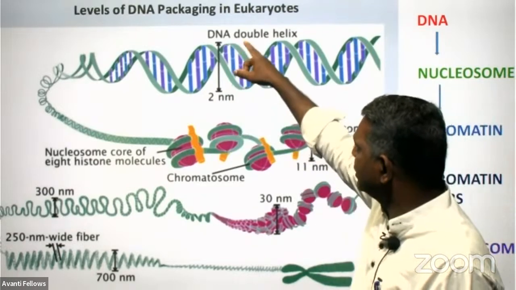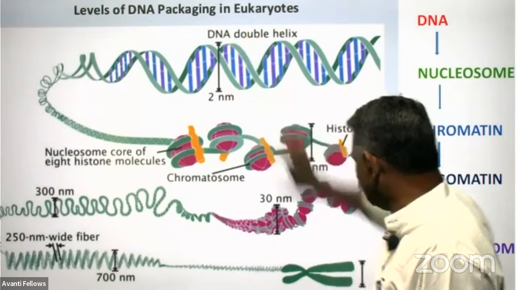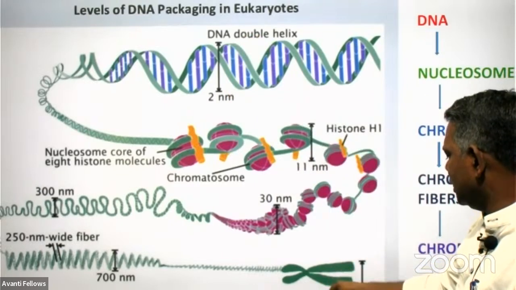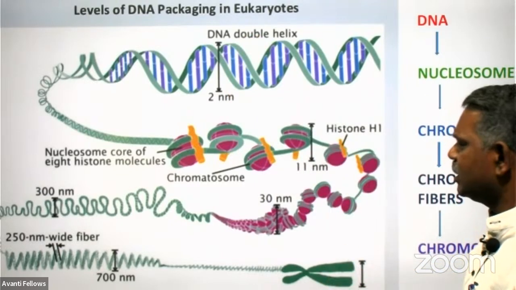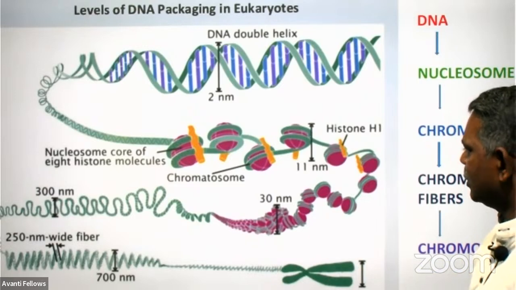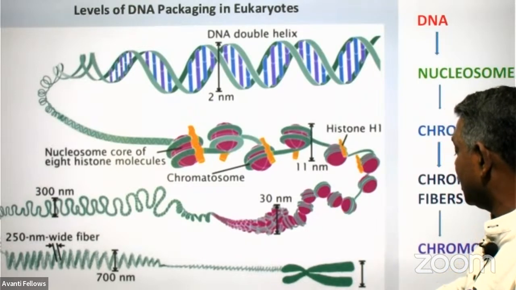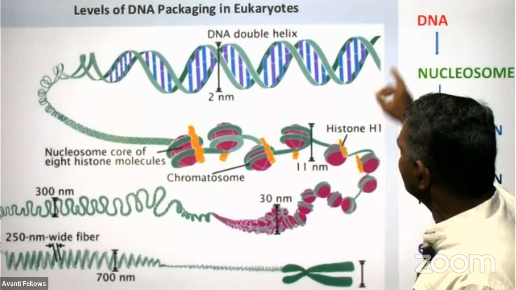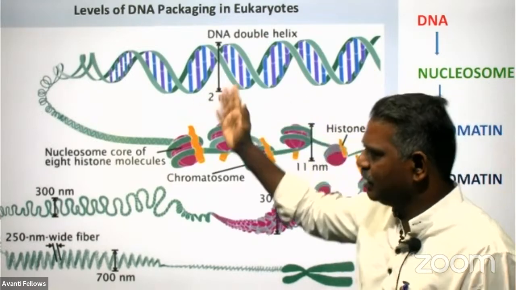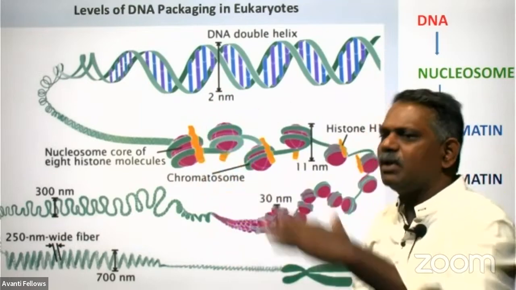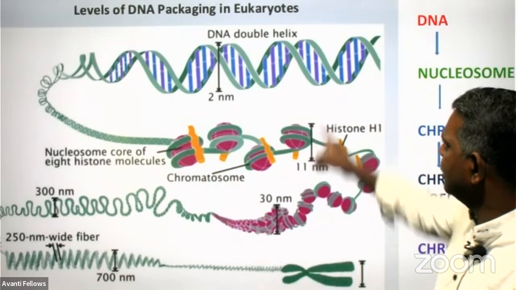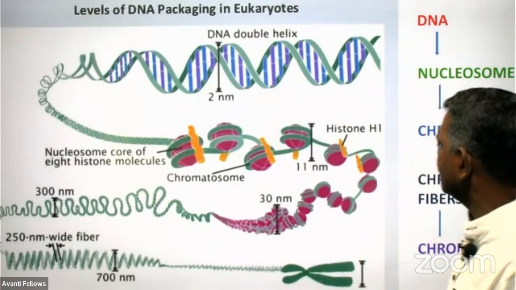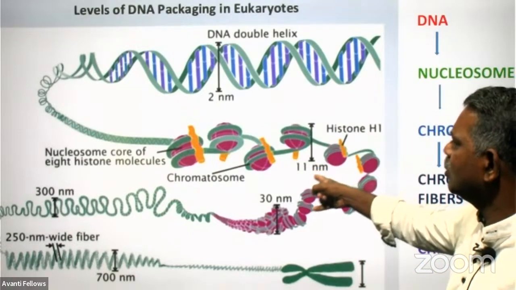and the width of the DNA is only 2 nanometer, whereas in the chromosome it is 1400 nanometer. This is the width of the chromosome. Why is the width increasing? Because of the coiling. Length is decreasing, so naturally width will increase. And this DNA is only 2 nanometer. Here it is 11 nanometer.